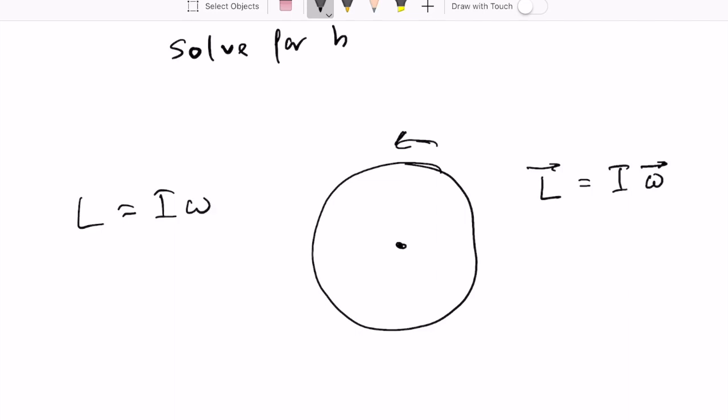If L is constant, now for some reason, suppose I changes. Let's say that I goes down. What must happen to omega if L has to be constant? The answer is that omega has to go up, right? So if the I of a rotating system goes down for some reason, the omega of the rotating system has to increase, which means that it will rotate faster. If the I increases, the omega will go down and it's going to rotate slower. So L is equal to I times omega.